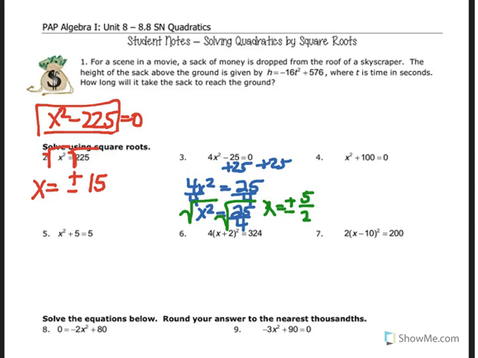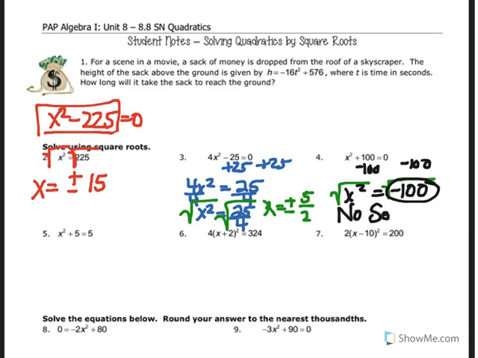Okay, let's try number 4. On number 4, we're going to subtract 100 on both sides, and so I get x squared equals negative 100. So how do we solve for x? We take the square root, and we find that we have a negative under the radical sign, and so, as we discussed already, that's going to be no real solutions.